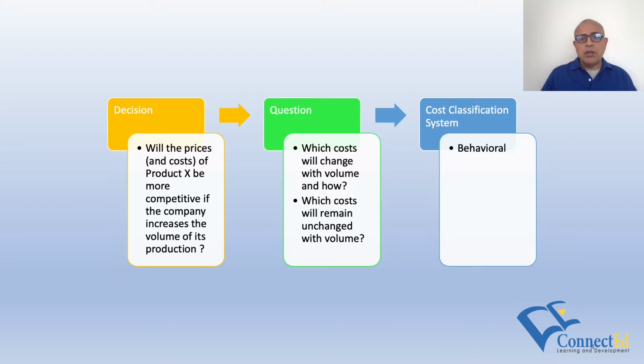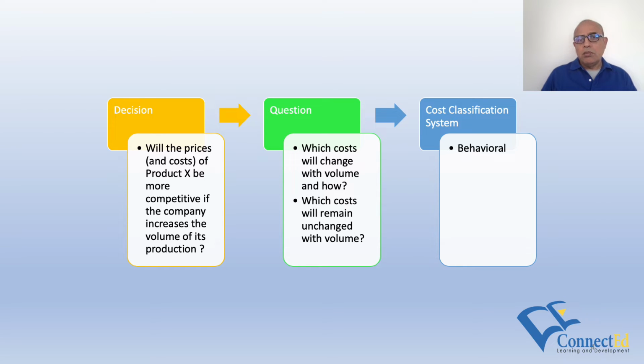Some of the typical questions that arise for managers to address using this classification: which costs will change with volume and how? So more you produce, higher will be the cost, fair enough. But how will the change happen? For example, if you double the volume, will the cost double? They may not. And this is an empirical question, by which I mean you need to accumulate the data and check. And how these costs behave depends on the nature of the industry, the scale of operations, and so on, a myriad of factors.